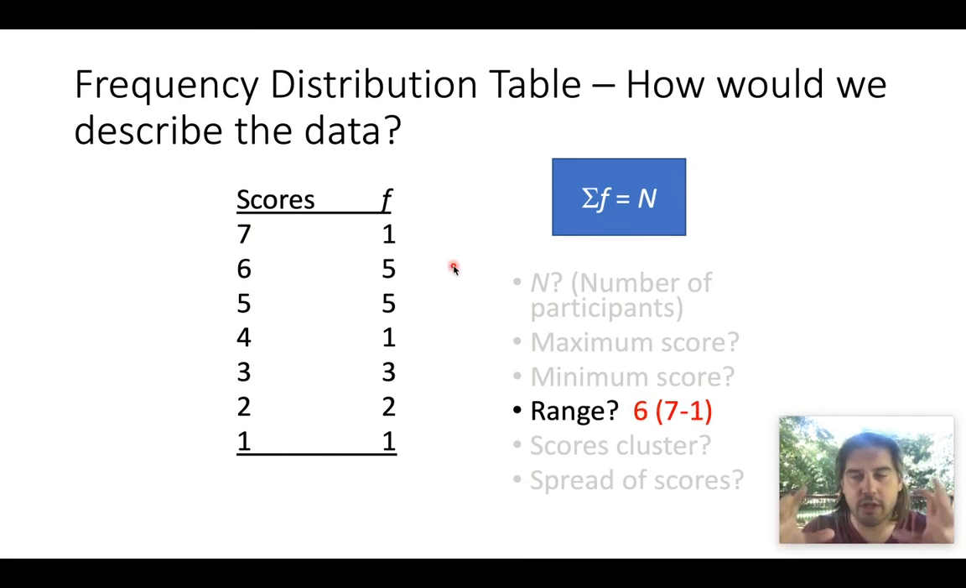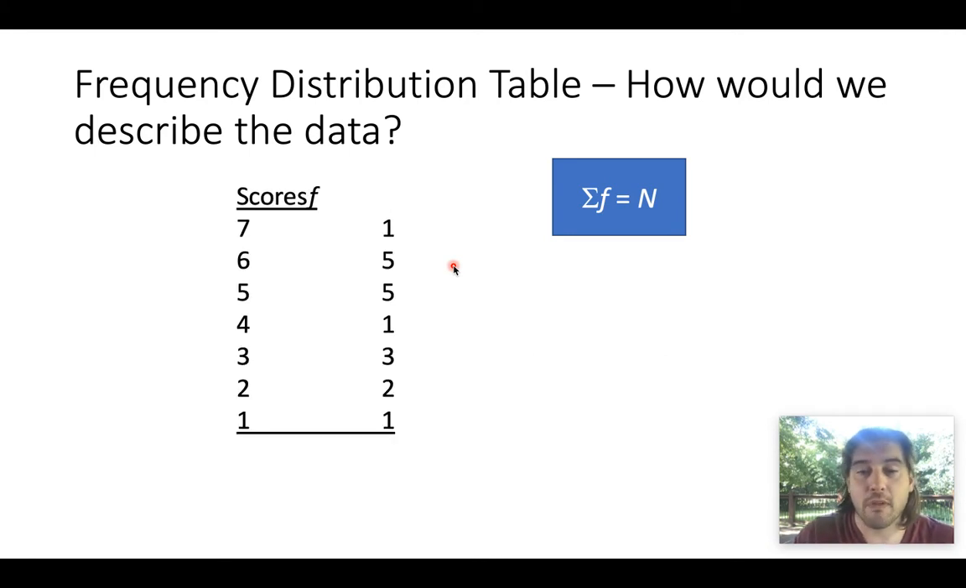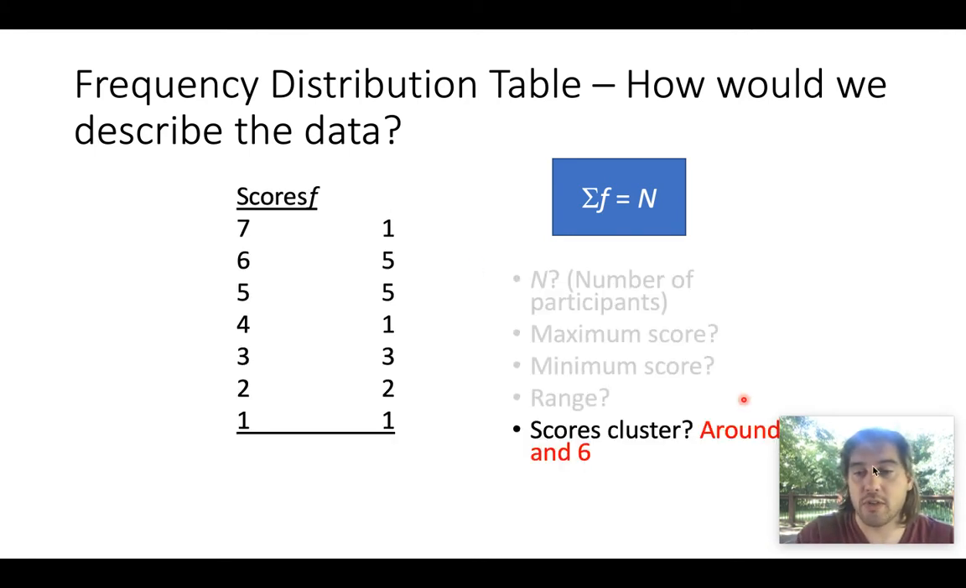So those are very discrete, maybe obvious things that we can do to describe the data. But we can even go a step further and start doing what you might call conceptual descriptions of the data, such as where do the scores cluster?